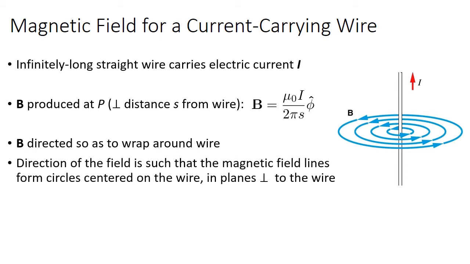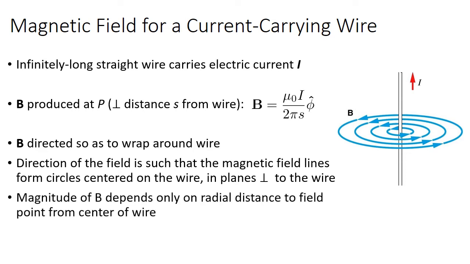These field lines form circles centered around the wire that are perpendicular to the wire. For constant I, the magnitude of the magnetic field only depends on how far away the field point is from the wire. For the field points P1 and P2 shown here, the magnitude of B is the same, as they are the same distance away from the wire as each other.